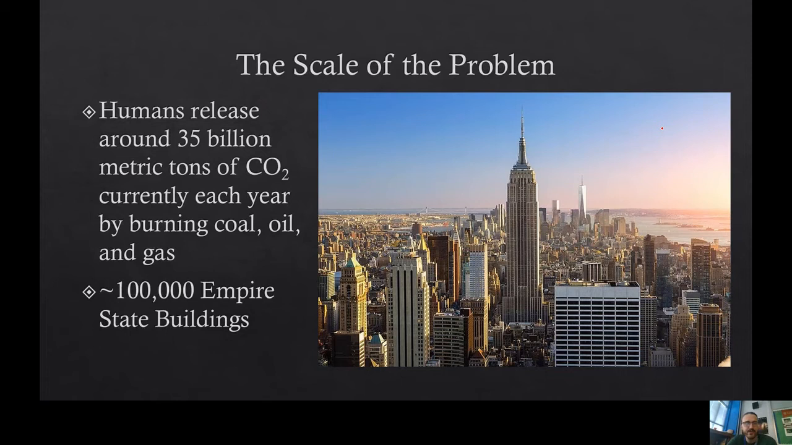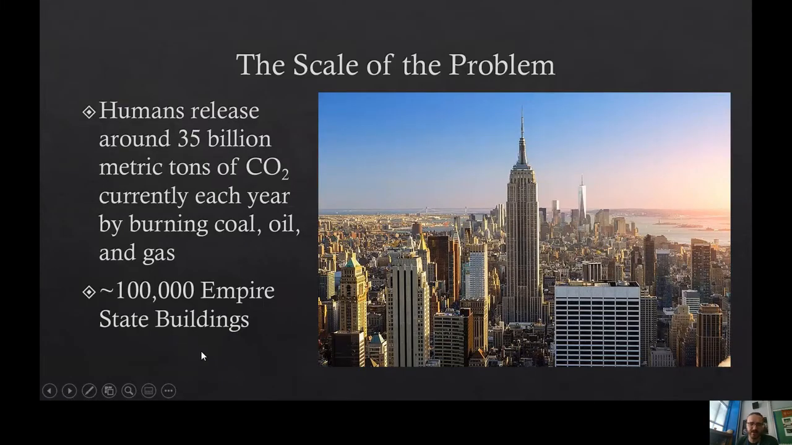And I think it's interesting to put this into scale, just how much carbon pollution, carbon dioxide we are putting in the atmosphere. Last year, we released something like 35 billion metric tons, and a ton is over 2,000 pounds, since this is American terms. So you're talking about 35 billion times 2,000, 70 trillion pounds or something of CO2 each year by burning coal, oil, and gas. By weight, that is the equivalent of 100,000 Empire State Buildings, something in that ballpark.